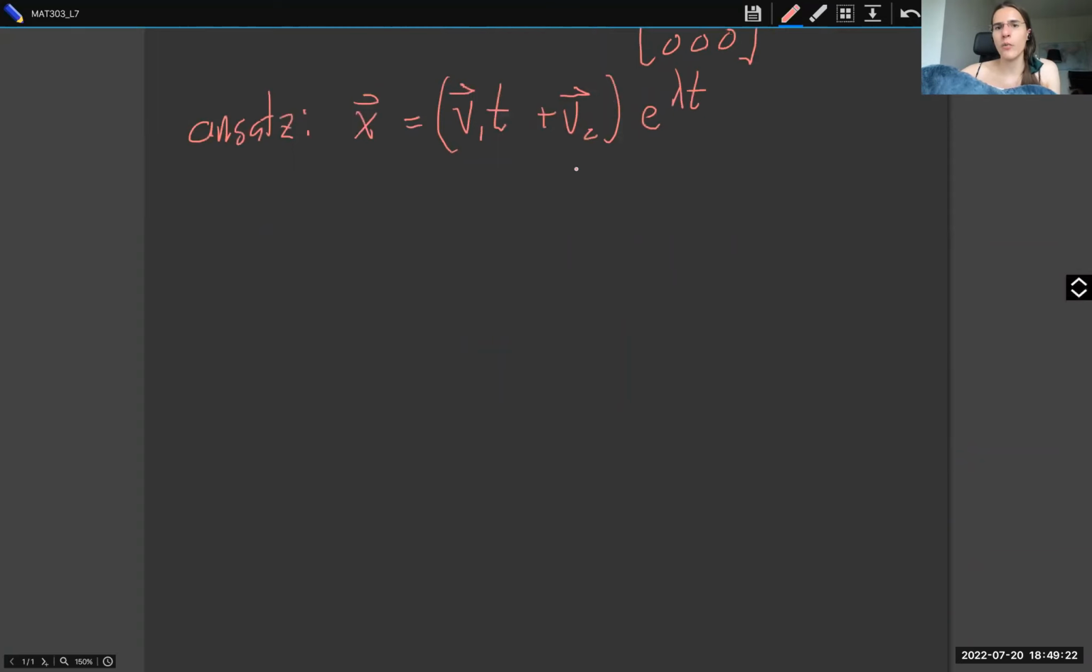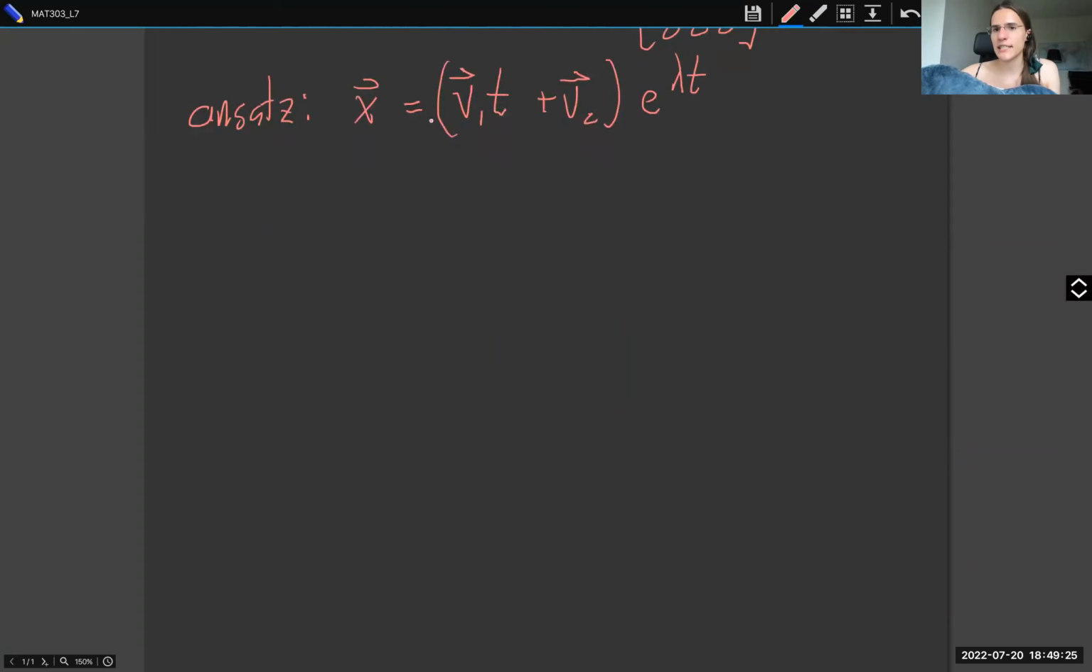So what would happen then? When would this be a solution to the equation A x equals x prime? The question is, just using this ansatz in this system, what do we get? For example, if v1 is equal to 0, then we just get our original ansatz, and v2 has to be an eigenvector for that to work. So we generalize the ansatz to be of this form, and then let's see what happens.